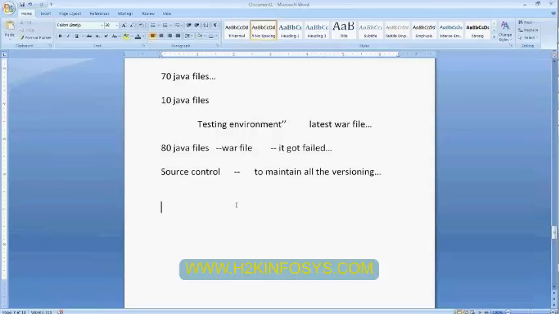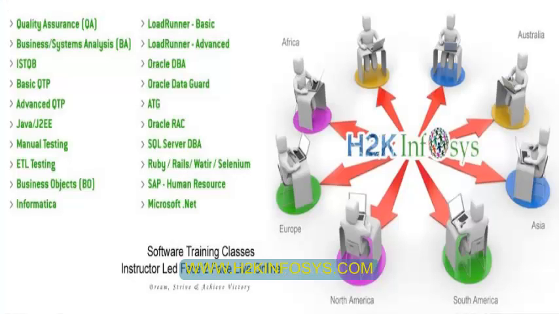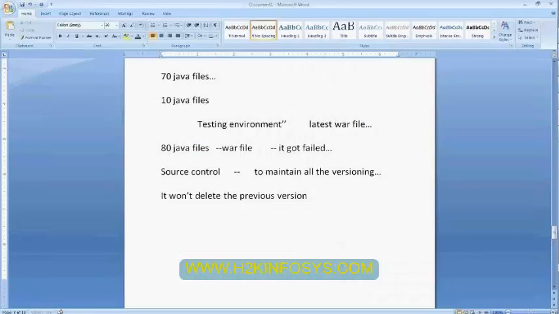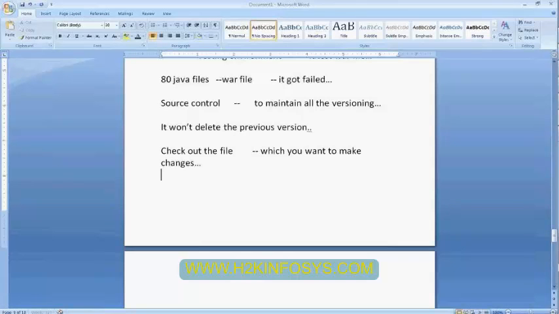Your source control will provide another advantage, which is versioning control. Whenever you make changes, it won't delete the previous version. You are going to check out the folder or file which you want to make changes to. Whatever I am explaining now is not related to ANT. This is related only to the source control.